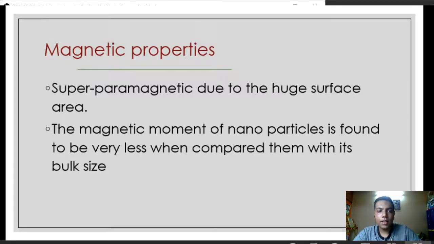Nanostructured materials are distinctly different from that of bulk materials. Ferromagnetism disappears and transfers to superparamagnetism in nanoscale due to huge surface energy. Surface atoms are not only different to bulk atoms, but they can also be modified by interaction with other chemical species. The magnetic moment of nanoparticles is found to be very less when compared to its bulk size.